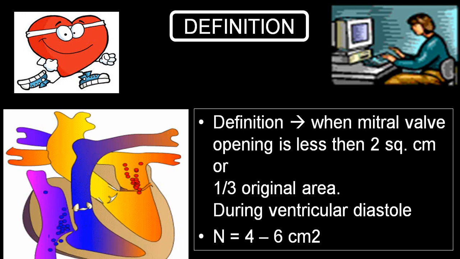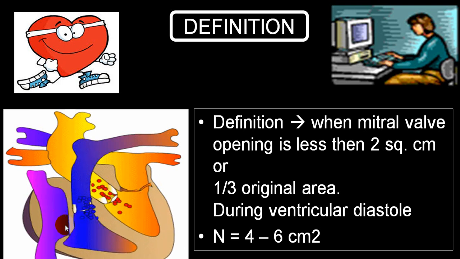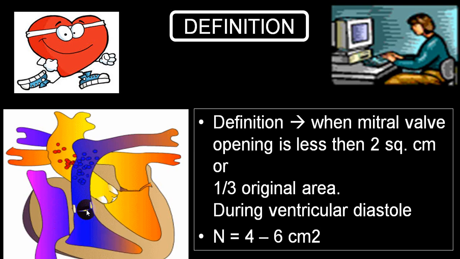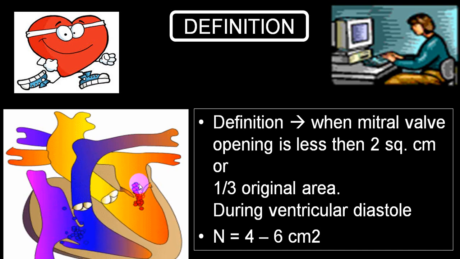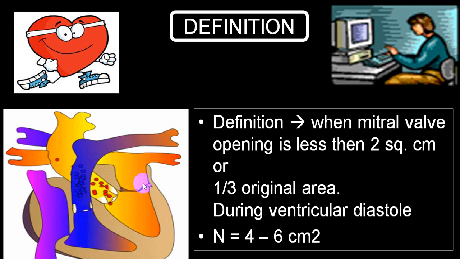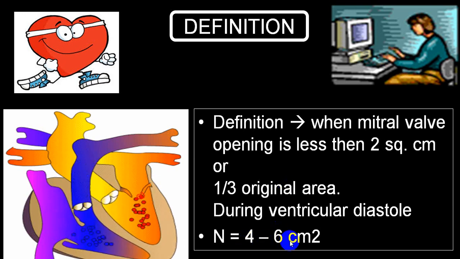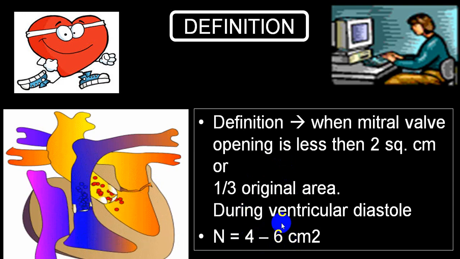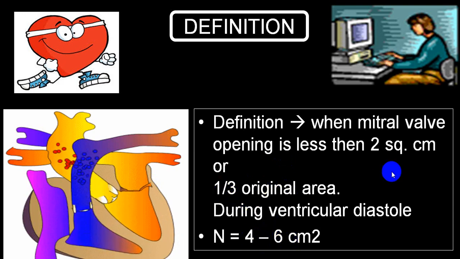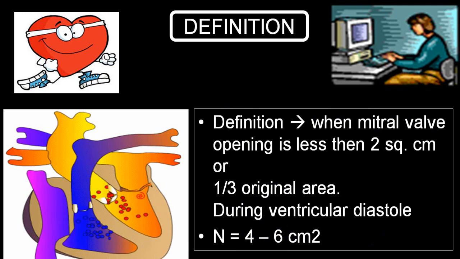Again I am repeating, the normal opening area, the complete opening area, this is the right side, this is the left side. So the opening area of the mitral valve in a normal person is 4 to 6 square centimeters. If it is less than 1/3, so less than 2 square centimeters, then we'll call that mitral stenosis.